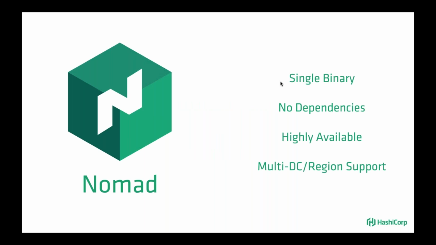One, Nomad is a single binary. So whether it's running in client mode or server mode, it's just a flag to the same binary. It has no external dependencies, so it does all of its own coordination, all of its own state management. It's highly available out of the box, and it has multi-data center and multi-region support as well. So no extra plumbing or glue is necessary, whether you're in one data center or 50 data centers, and you want an HA setup. All of that is just the same binary, same setup.